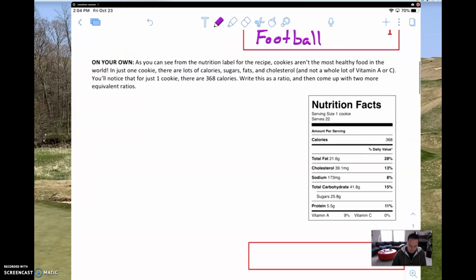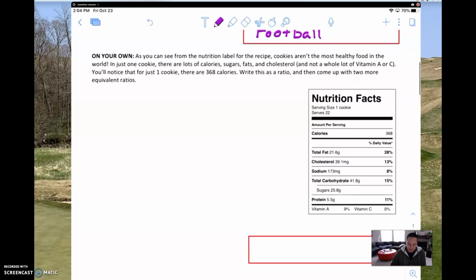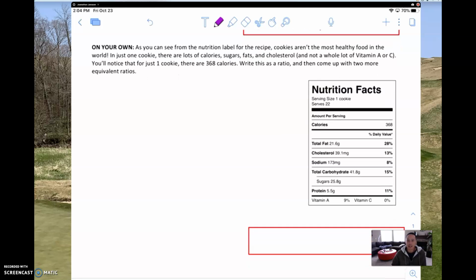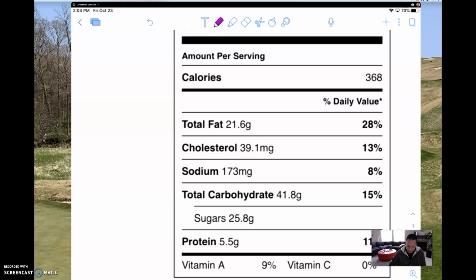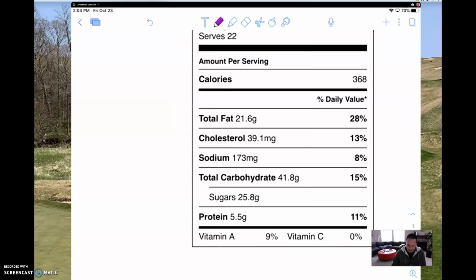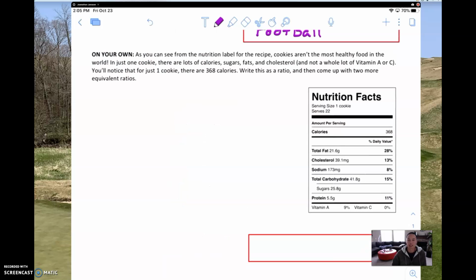Try the next one on your own. What you're going to be doing here is looking at a nutrition label for the recipe of those same cookies. They aren't very healthy. You'll notice there's a decent amount of fat in there, a lot of cholesterol, a lot of carbohydrates, a lot of sugar, and that's just in one cookie. So they aren't super healthy for you, but you're going to be looking at this nutrition label.